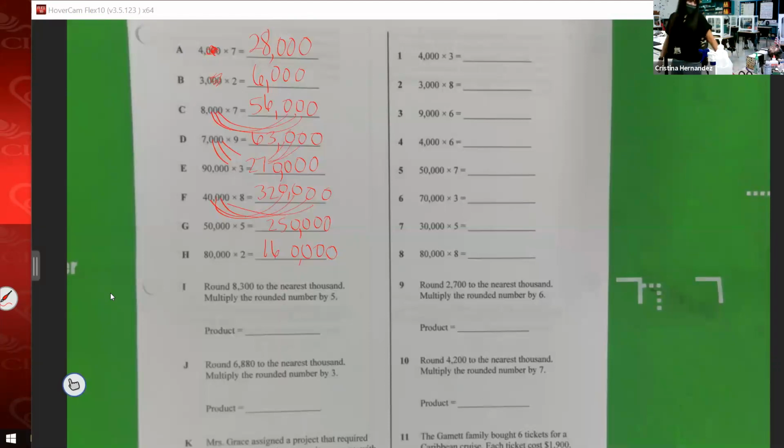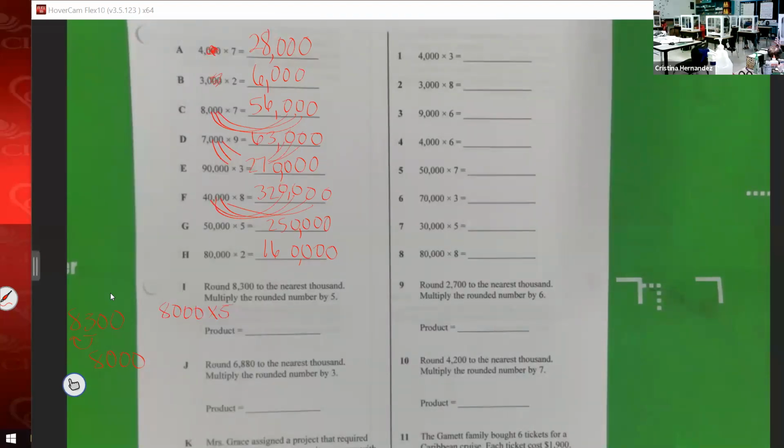We need to round 8,300 to the thousands place. Is it going to round up or is it going to round down? So is it going to stay at 8 or is it going to round up? So it stays at 8, right? So it'd be 8,000. What goes behind the 8? Zeros. So then 8,000 times 5 is what?